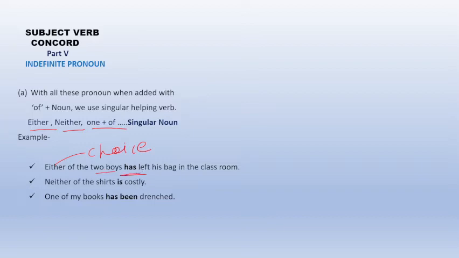Neither of the shirts is costly. There are many shirts or two shirts, but the person is trying to tell us that neither, यानी कि कोई भी नहीं है. That is why we will place is.